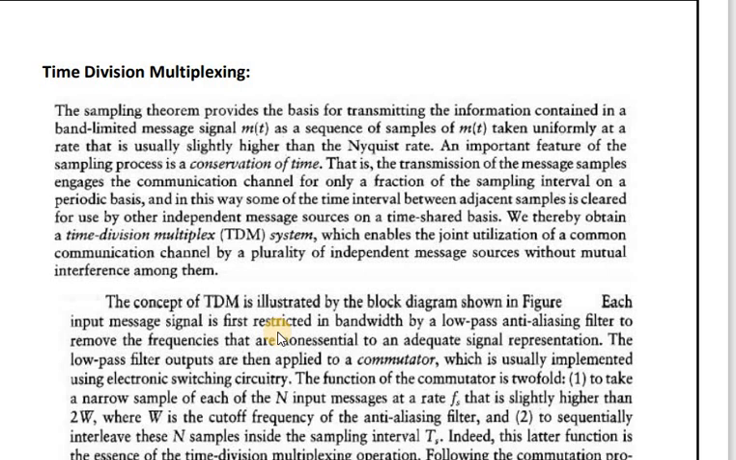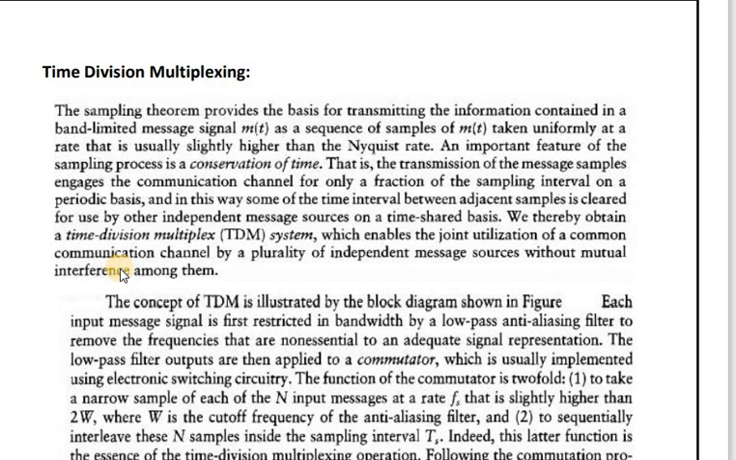Correct. So for all this process, to convert your analog to digital signal, to get all these message signals into a sequence of samples, that too uniformly, we require a sampling process, that too in conversion of time. Of course, right? An important feature of the sampling process is the conversion of time, that is, transmission of the message samples engages the communication channel for only a fraction of the sampling time on some periodic basis only.